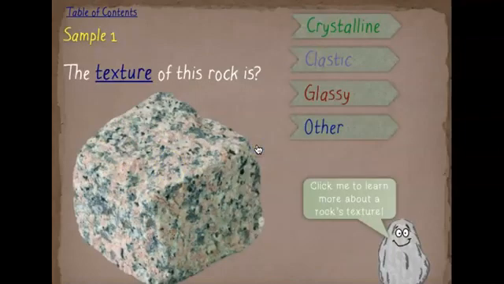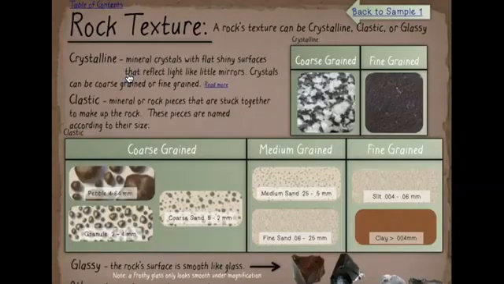Sample number 1, it wants to know what the texture of the rock is. And maybe you're sitting there going, boy, I don't recall very much about texture. There is a link that is built into it for texture. Notice we have crystalline, clastic, glassy, and other. And if I know these four terms and I'm fairly confident in them, I could easily click on them, but maybe I need to review what texture means, so I click on the texture link.